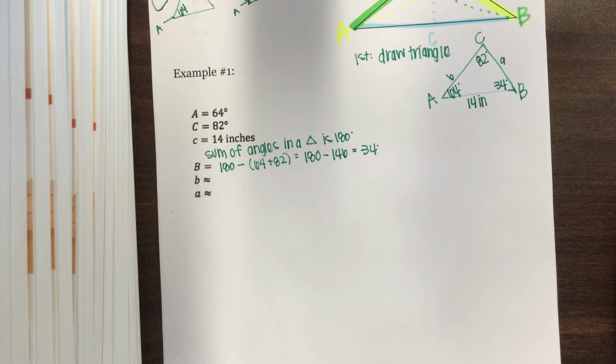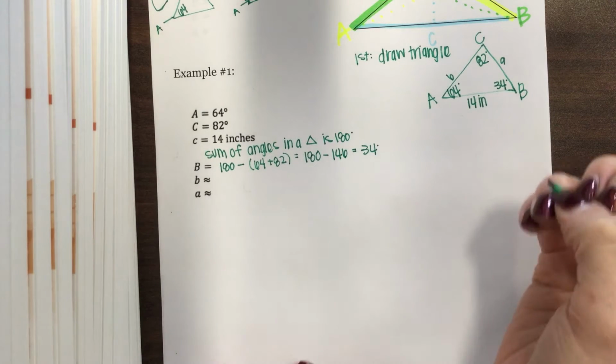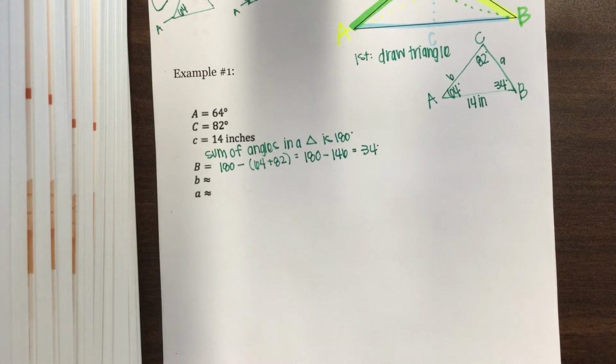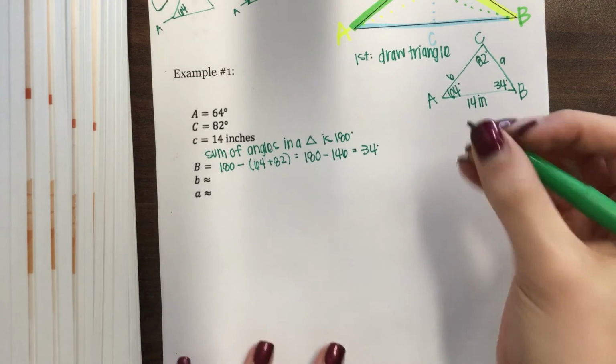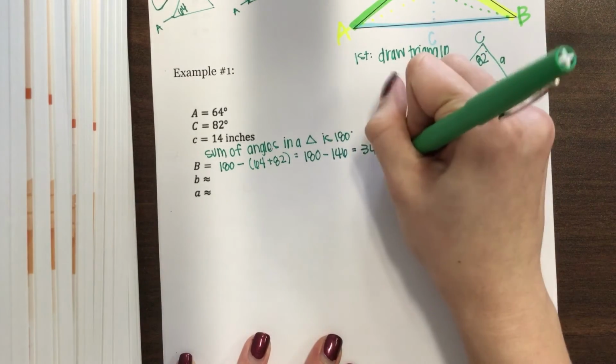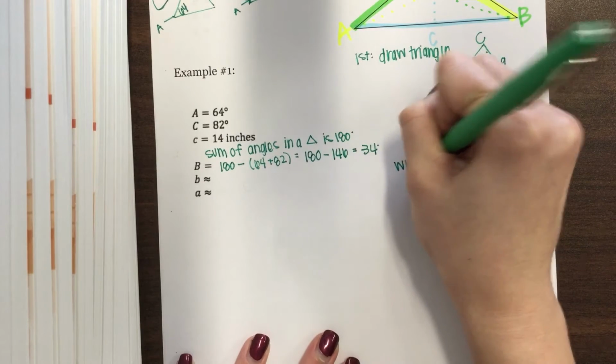Okay. Now we have to go and find our sides. When you're finding your sides, that's when you have to write out the law of sines. So we're going to write out the law of sines, and I'll write it right here.